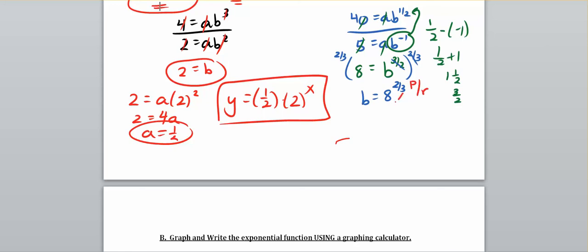Take the root first. So what's the cube root of 8? Well, 2. What's 2 squared? 4. So I just found out that my b value is equal to 4. I'm not done because I need to find my a value.